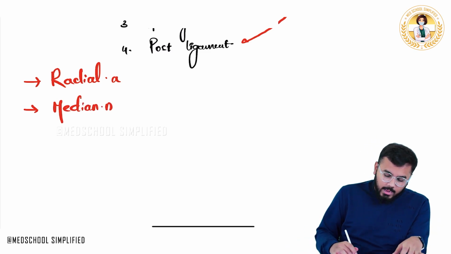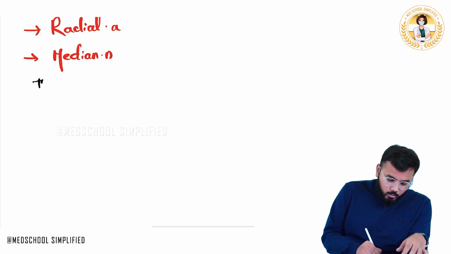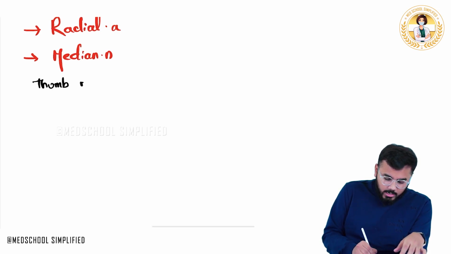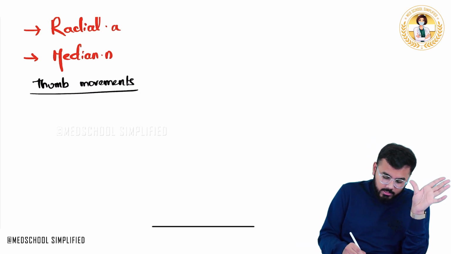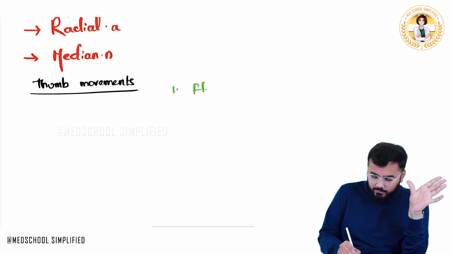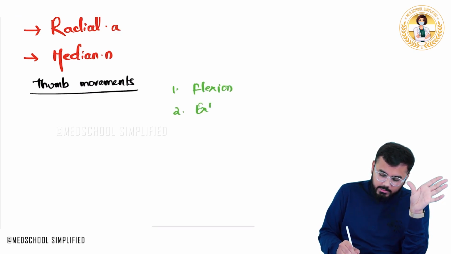Okay. Now, what are the thumb movements? What are the thumb movements, guys? See, if I am able to flex my thumb, this is called as flexion. If I am able to extend my thumb, this is called as extension. Flexion and extension. Okay. So, what are the thumb movements? The first one is the flexion, like this, and the second one is the extension movement.